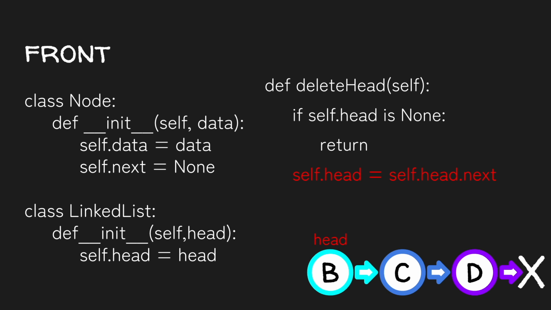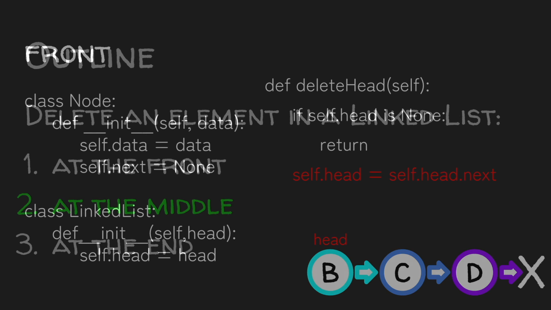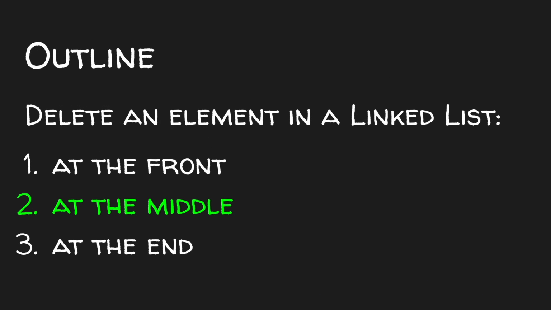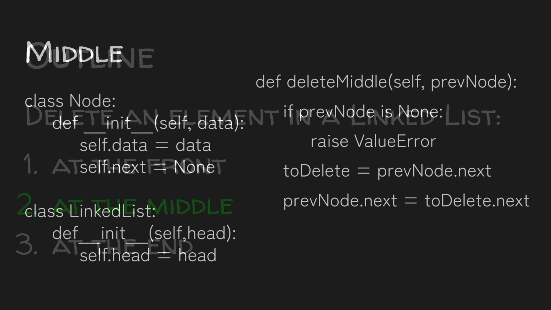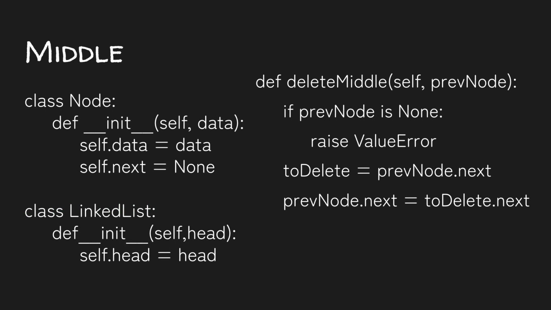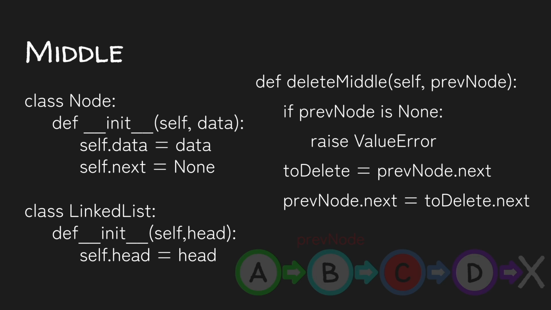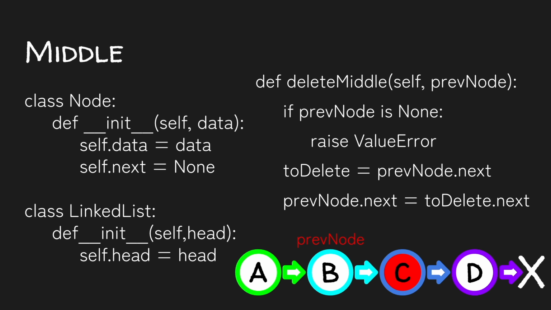Now, let's go over how to delete an element in the middle of a linked list. We're going to add a deleteMiddle method to our linked list class. The deleteMiddle method takes in an input variable prevNode, which is the node right before the one we want to delete. For example, if we're given this linked list with nodes A, B, C, and D, and we want to delete node C, our previous node is B.